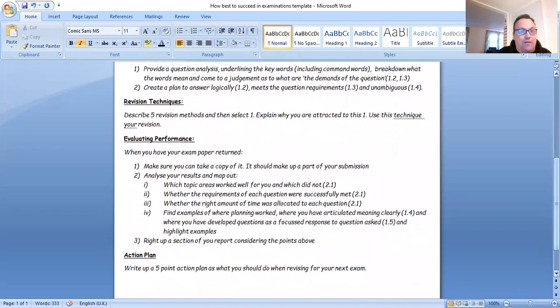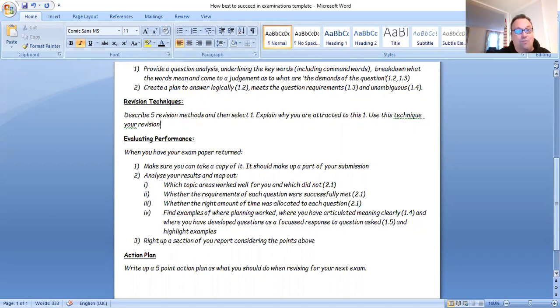Sometime after the 10th of December, you'll get your grade and paper back. And when you have it returned, make sure you can take a copy of it. Lola will need a copy of the exam for her records. We need one for study skills. So please ask if you can take a copy.